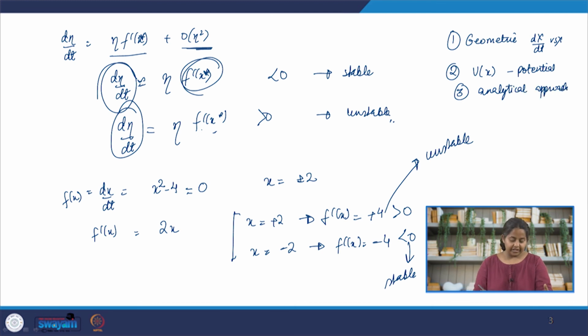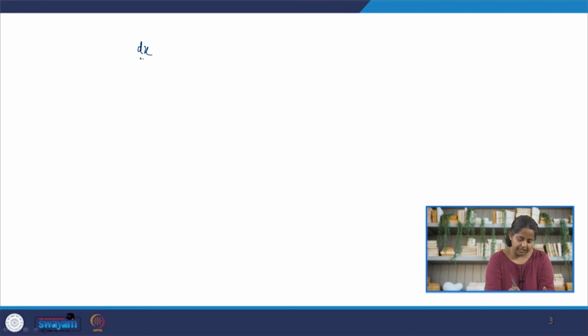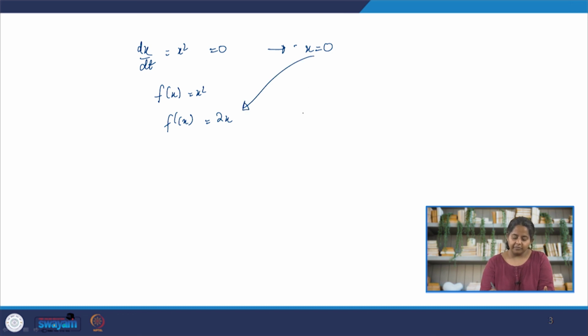Now, of course, I told you that dx by dt is equal to x square is tricky, so let's look into that. Let's look at this function. Dx by dt is equal to x square is equal to 0 when x is equal to 0, so the fixed point is at x equal to 0. Applying the analytical approach, f of x is equal to x square, which means f dash x is equal to 2x. Now what happens to f dash x when x is equal to 0? F dash x is also equal to 0.